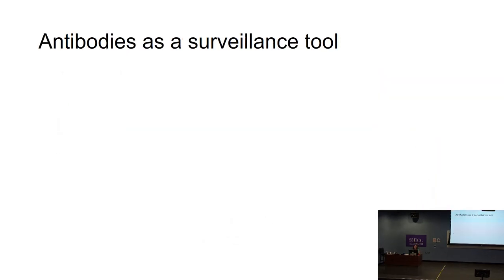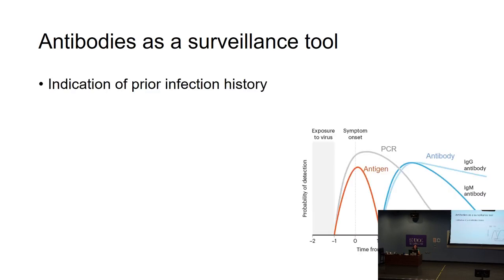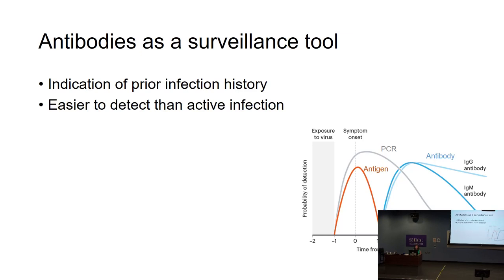I don't think I need to really introduce this post-COVID group to the idea of antibodies and how they differ from viruses, but basically you have a fairly limited window in which to detect an active virus infection through a PCR test, but antibodies persist in the system long after the virus itself has left the system. So this gives you an indication of an individual's prior infection history and doesn't require you to happen to come across that individual at that limited time when it's actually shedding viral DNA. So it's easier to detect than active infection, but it's a bit complicated.